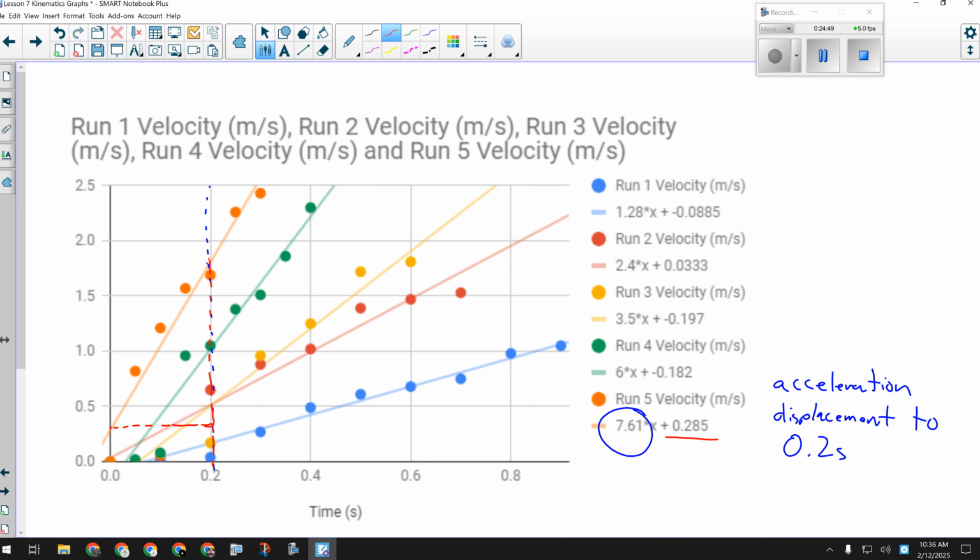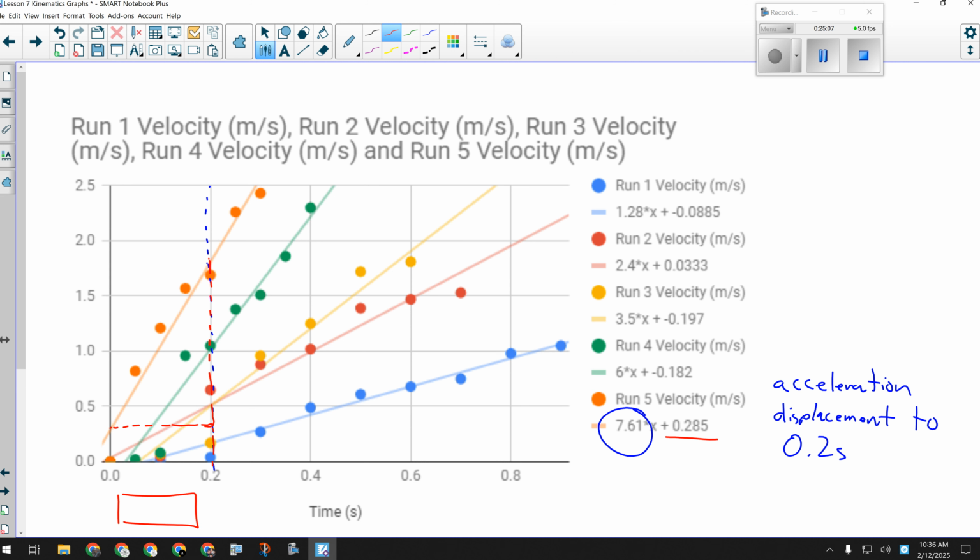Wouldn't the y-intercept be the height of that rectangle? It tells me that's where the line starts from, so that's where my rectangle goes to. That would be the height, and I would have 0.2 on the base. So I can do the rectangle here.